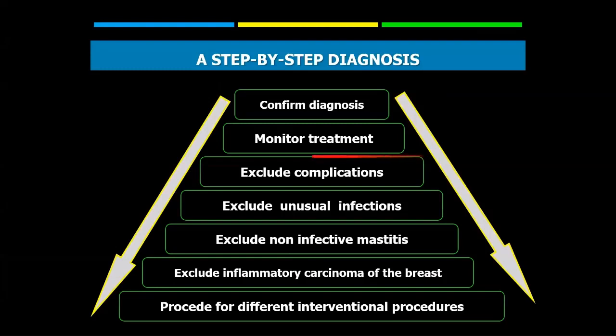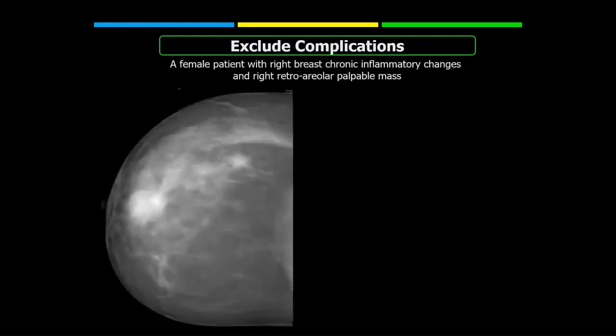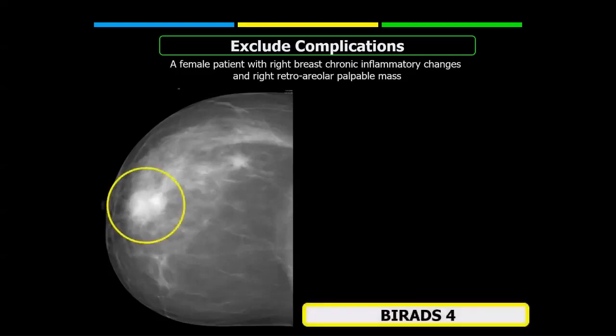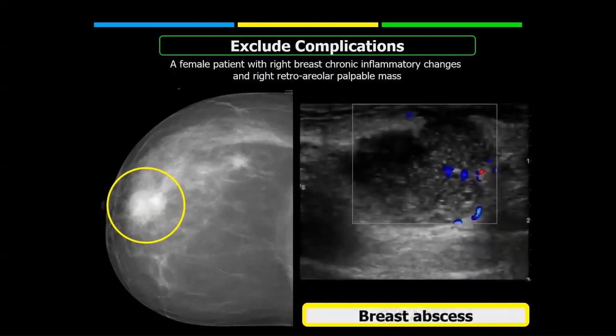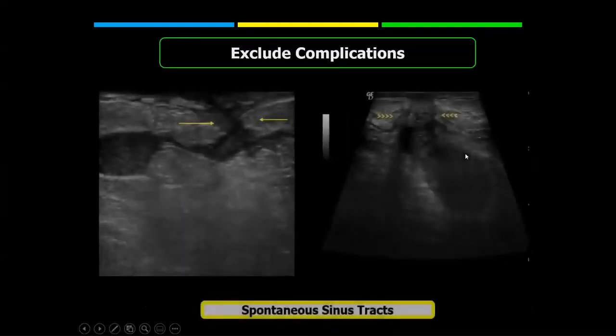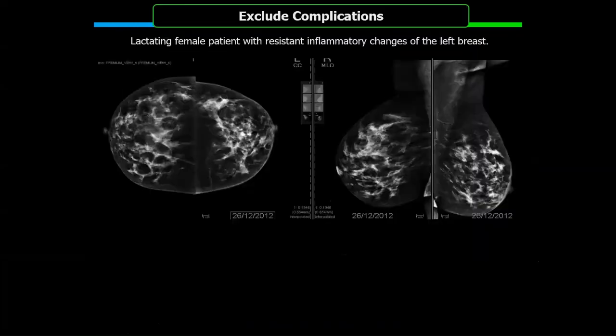And in this case, we'll move another step downwards. We have a case of non-resolving mastitis, and we want to exclude underlying complications. This was a female patient with chronic inflammatory changes of the right breast, and then she developed a palpable retroareolar mass lesion. Based on her mammogram, we can easily give her a BI-RADS 4 because this lesion appeared to be spiculated. But with a single look on the ultrasound examination, we can see that it is simply an abscess cavity with floating internal particles.